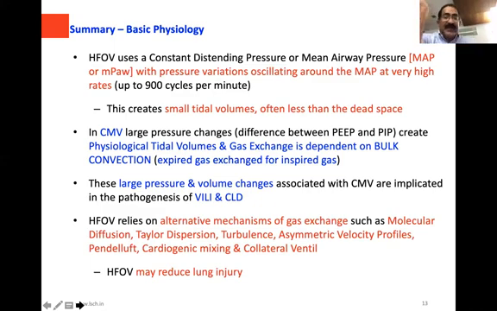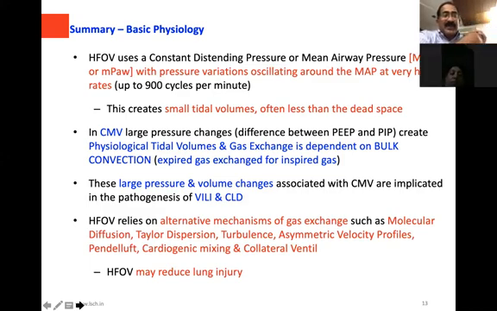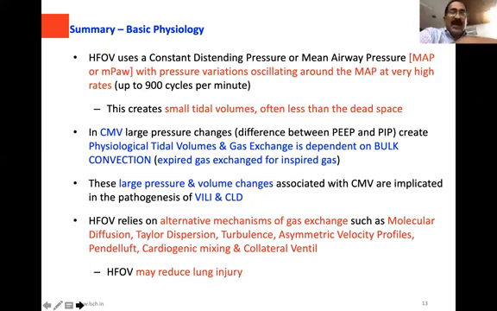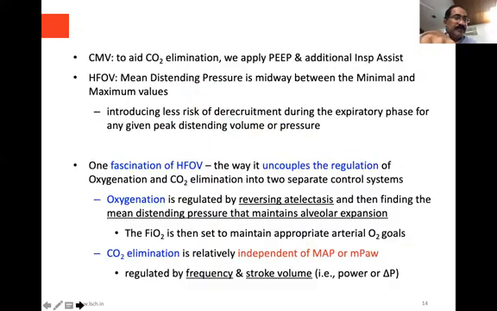And there are large pressure and volume changes associated with CMV. That's what we all feel is the reason why we have more barotrauma or volutrauma or ventilator-induced lung injury or CLD. So we feel that maybe with high frequency it's much, much lesser. So the HFO basically relies on alternative mechanisms of gas exchange, which we'll certainly talk about now. There are multiple things, okay?